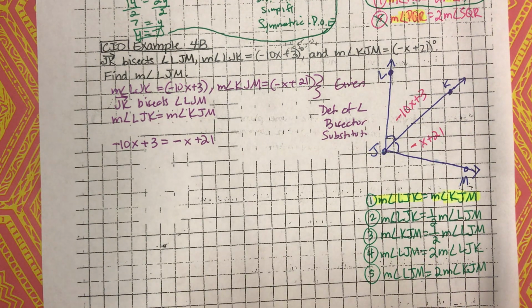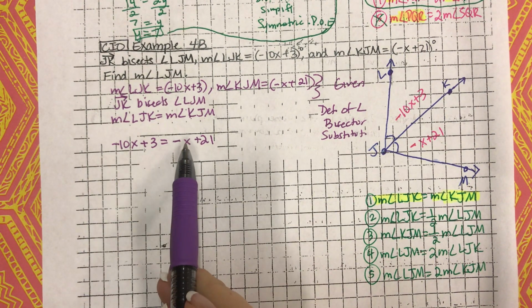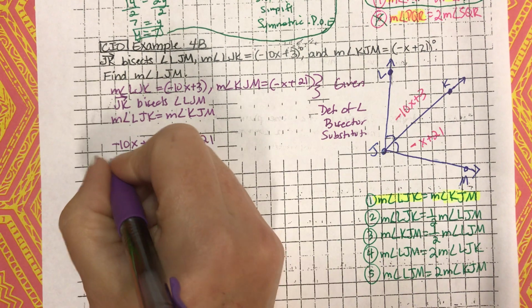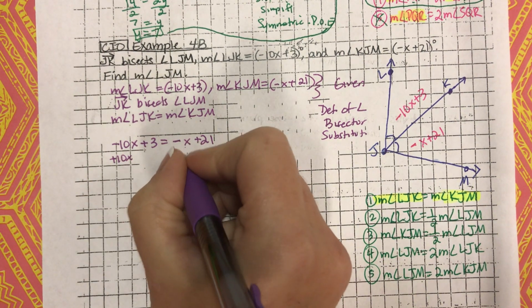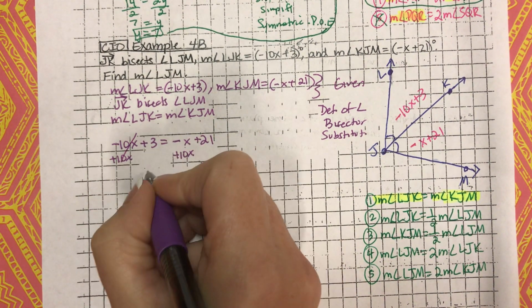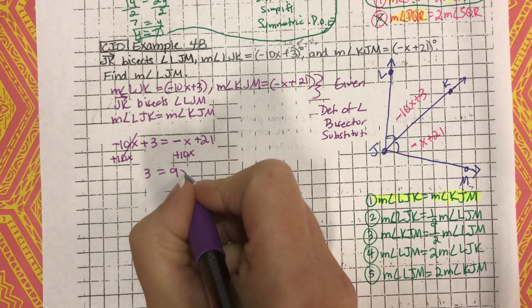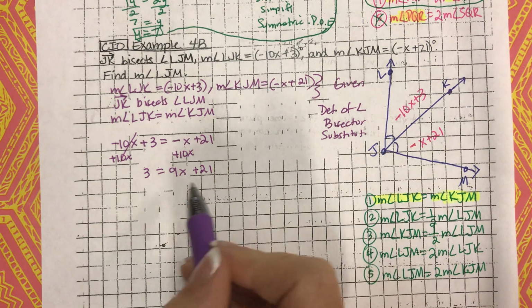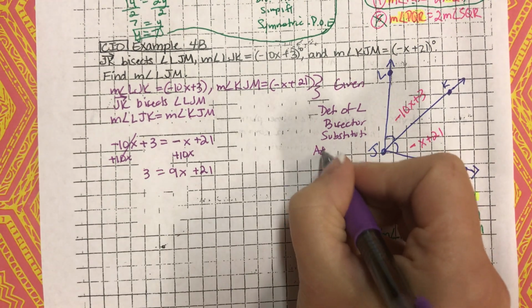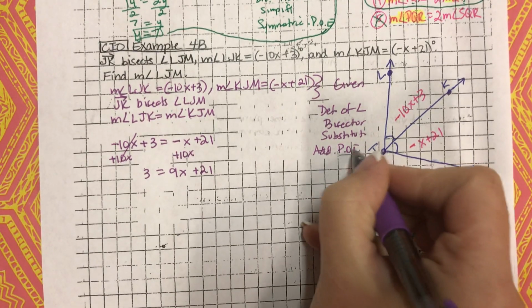Perfect. We want to get the x's on the same side. We're going to move the smaller one. I'm going to say negative 10 is smaller than negative x. So I'm going to do the inverse operation and add 10 to both sides. That cancels. We're left with 3. Negative x plus 10x gives us 9x plus 21. So that's addition property of equality.